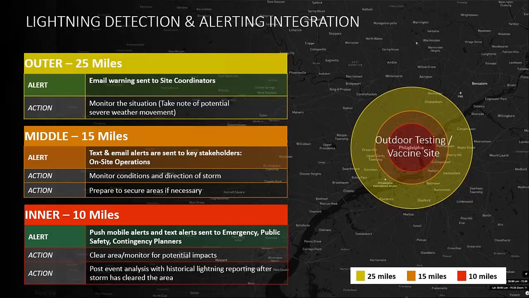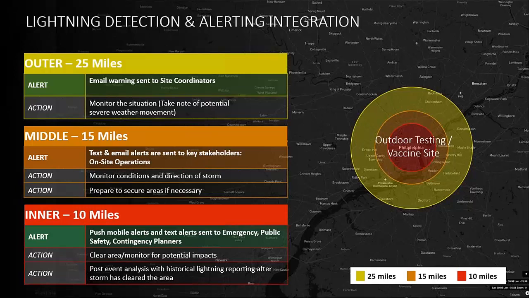The second range ring is for 15 miles. That's when there's lightning that's been detected within 15 miles of that COVID vaccine site, and you need to make sure your key stakeholders are aware. You're sending texts and alerts to those stakeholders. They are monitoring conditions very actively, noting the direction, the movement, the speed of that storm, and they're prepared to secure the area. Remember, we talked about this COVID testing site, and it's got inflatable tents, so it needs to definitely be more secure, and you need to get people to safety and shelter swiftly.